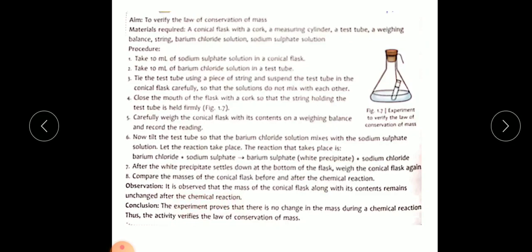The conclusion we can draw is that the experiment proves there is no change in mass during a chemical reaction. Thus, the activity verifies the law of conservation of mass. Since there is no change in mass, we can verify that the law of conservation of mass holds here.